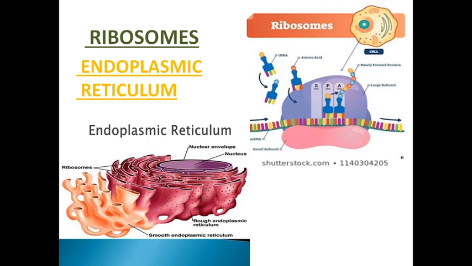Let's talk about ribosomes. If we talk about the nucleolus forming ribosomes, what is a ribosome? Ribosomes are the site of protein synthesis. Ribosomes have two units, one smaller unit and one bigger unit. The smaller unit is 70S and the bigger one is 80S. So ribosomes synthesize proteins.